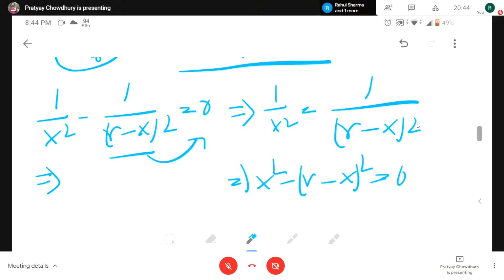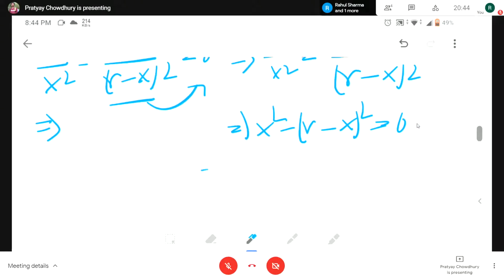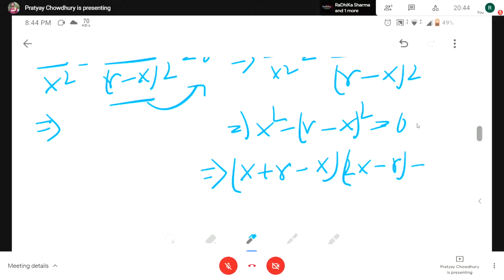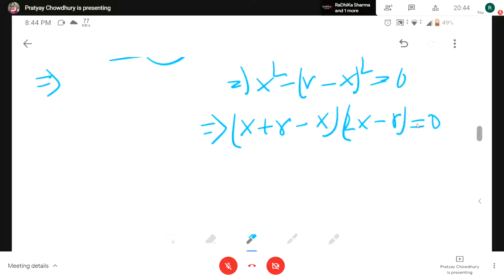is equal to 0. Now this is a square minus b square form, that is (a plus b) into (a minus b): (x plus r minus x) into (2x minus r) is equal to 0. Now this will be cancelled out. You will get r into (2x minus r) is equal to 0.